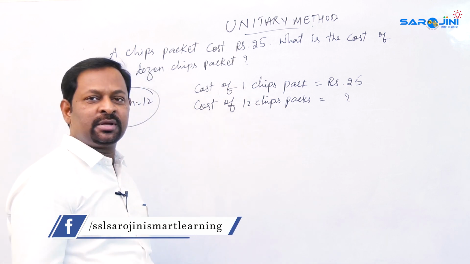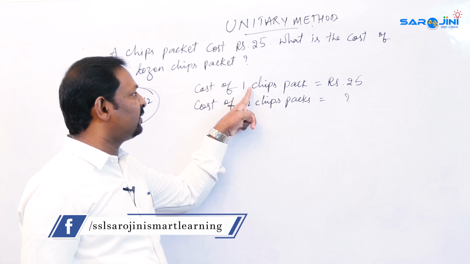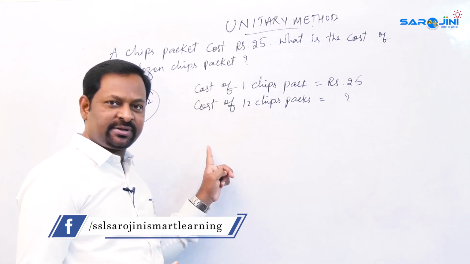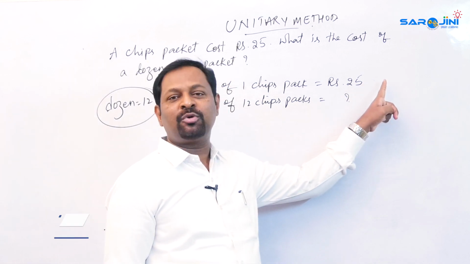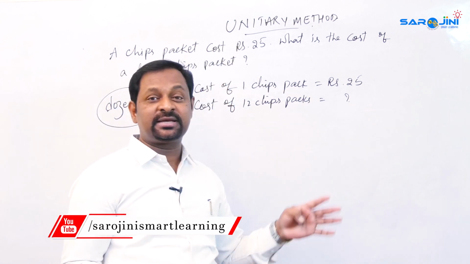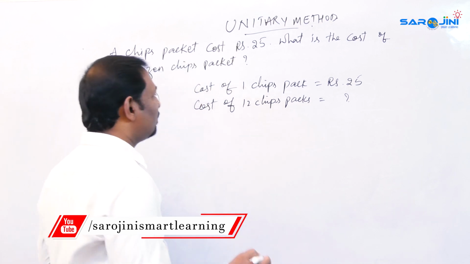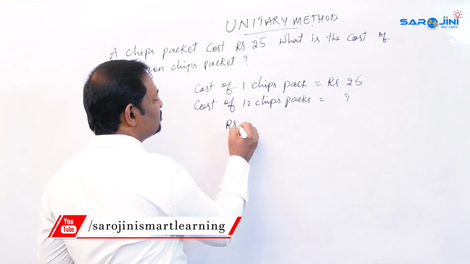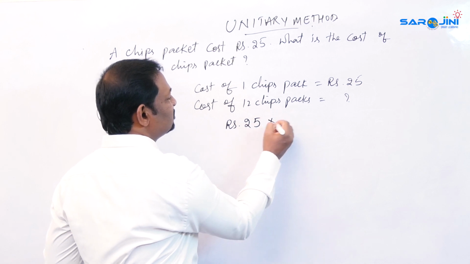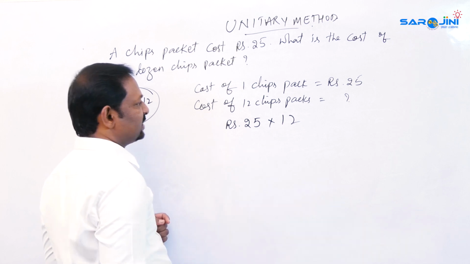Here again, just like in example 1 I told you, when the number of chips packets is increasing, the amount will also increase when we purchase things. When both things are increasing, it is nothing but multiplication. So how to multiply now? Rupees 25 is multiplied by 12, because there are 12 chips packets.